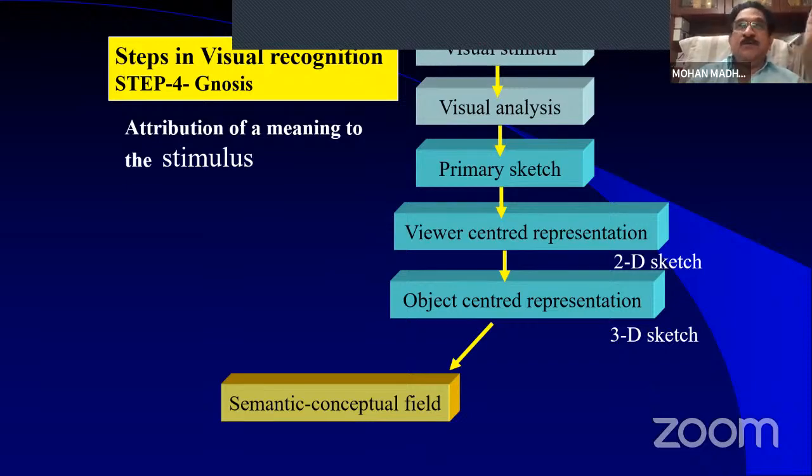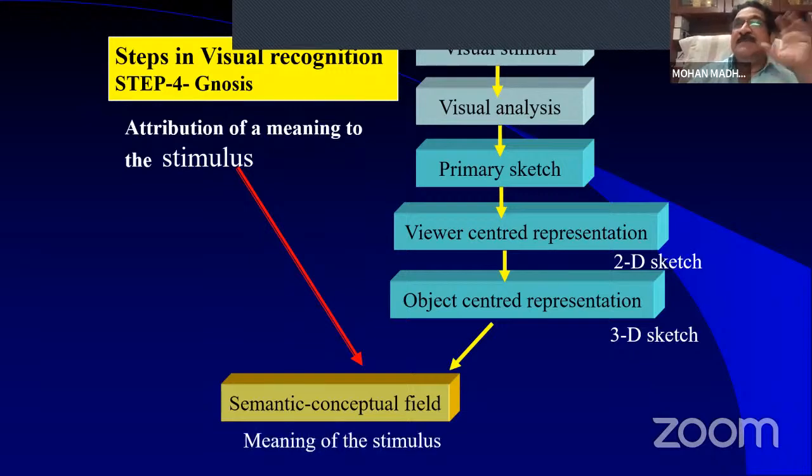What is the object? You compared it with the previous memory in the brain. It is the same as a lion. So the meaning is given with the semantic conceptual field, the semantics of that thing. That means a lion is a wild animal which can attack you. That kind of concept you are thinking, I have that. So that is the semantics of that object.